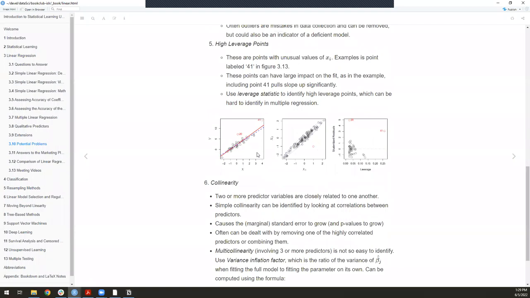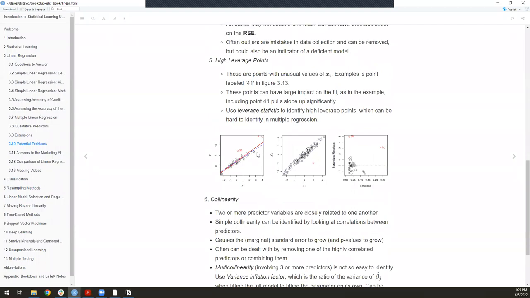The next thing they talk about is high leverage points. These are like outliers, but instead of in Y, they're in X, or far off the chart in X. In this plot, you can see the red point labeled 41 is a high leverage point. It's away from the bulk of the data, and it's pulling the fit up. The fit would be the dashed curve, but because of this high leverage outlier, so to speak, it pulls the curve up a little bit. So again, it's one of those things you have to check for.